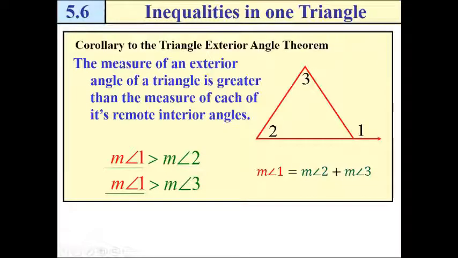This is our corollary. The measure of an exterior angle of a triangle is greater than the measure of its remote interior angles. Measure of angle 1 is more than measure of angle 3 and more than measure of angle 2.